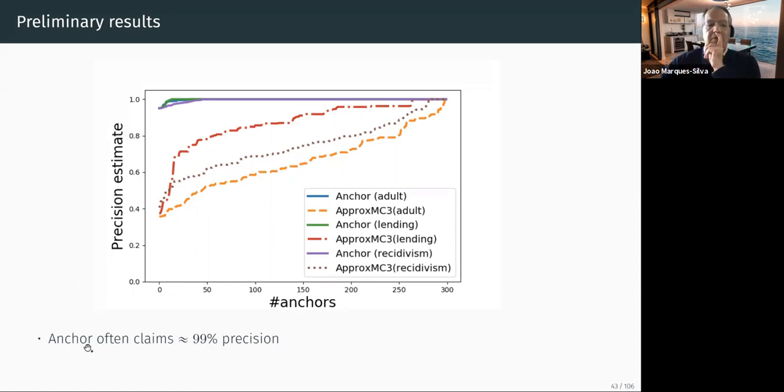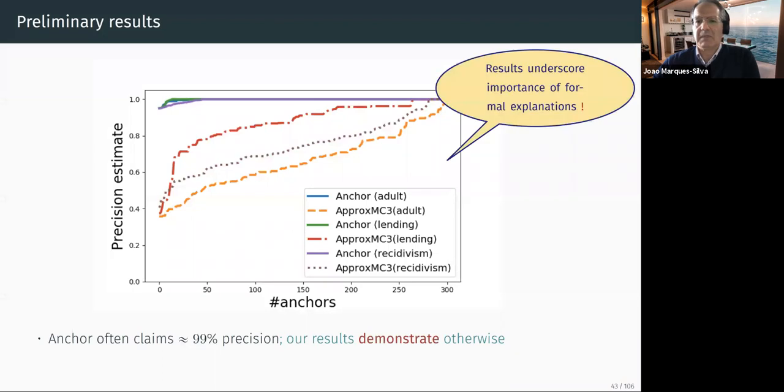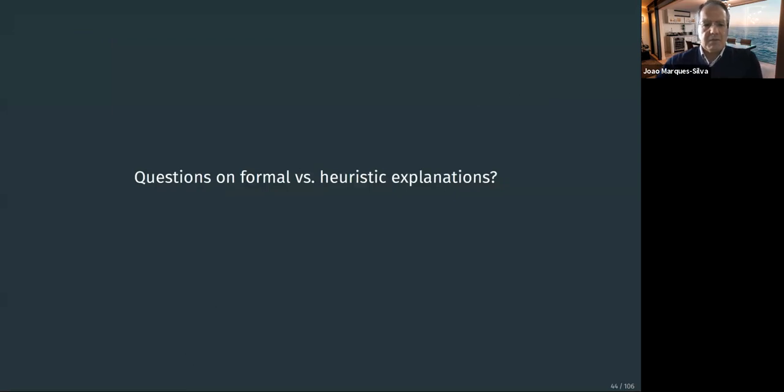Okay. So whereas Anchor usually finishes saying that its explanation is 99% precise, these results show it's really not the case. It's very different, the scenario. And so we think that these results really underscore how important it is to have formal explanations, so PI explanations, for example. So sorry for the long stretch. If you have questions, I'll give you some seconds to pose them, and then I will move to another part of the lecture.